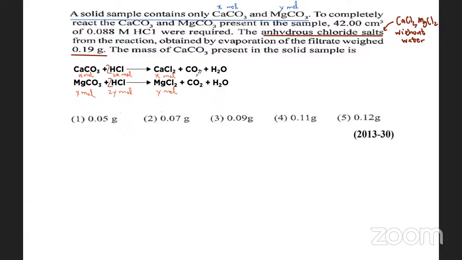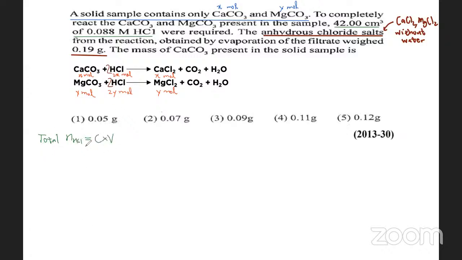compounds. Right. So first information, I'll go with green color. This information, what is it? 42 centimeter cube of 0.088 M HCl were required. So we can find out the total number of moles of HCl. What is that going to be? That is going to be concentration into volume. Using concentration and volume, we can find it.